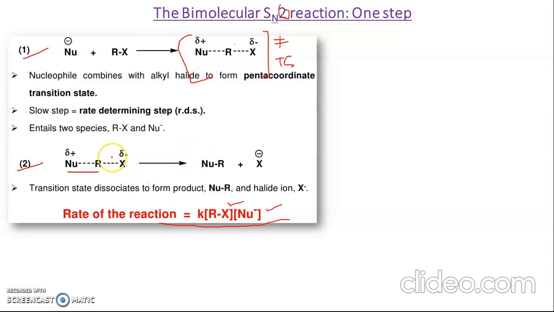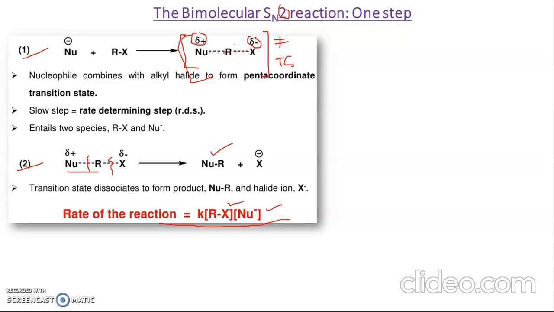Now the RX bond will be broken fully and the NuR bond will be formed fully. But in the transition state, what is the difference from the actual product? The difference is that here the bond between the nucleophile and R is just forming. So that is why there is a partial positive charge over the nucleophile, because it is giving electrons towards R. And the bond between R and X is just breaking. So that is why there is a negative charge over X. Fine.